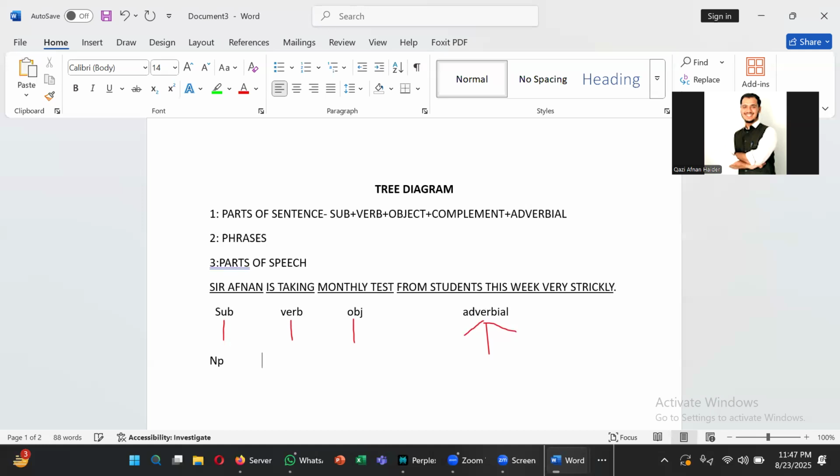Next, we have verb. It is called verb phrase. Monthly test. Here, test is modified by monthly, so it is called noun phrase. Now, in adverbial, there are three phrases. From students, it is called preposition phrase. This week, it is called noun phrase. Very strictly, it is called adverb phrase.